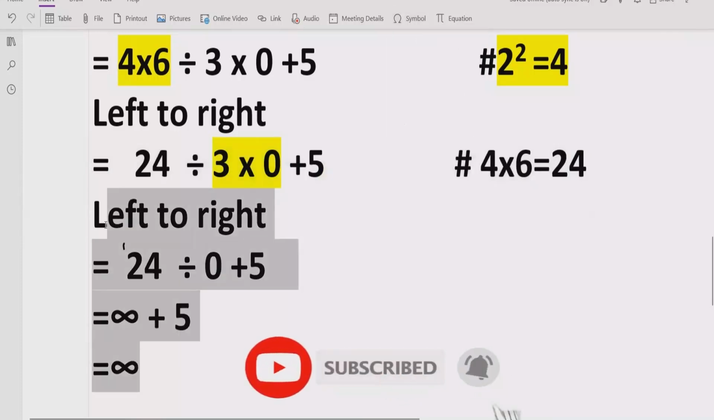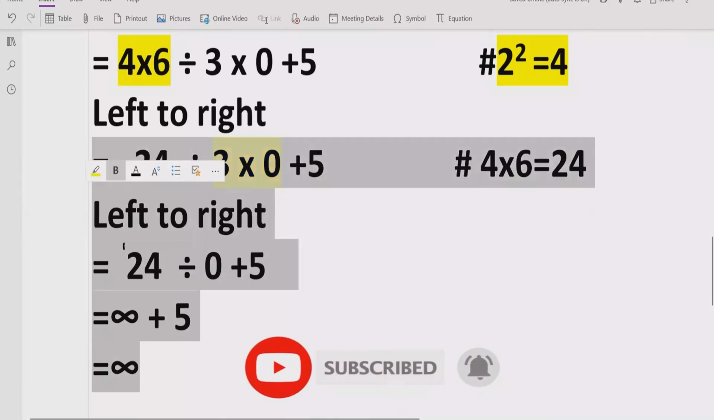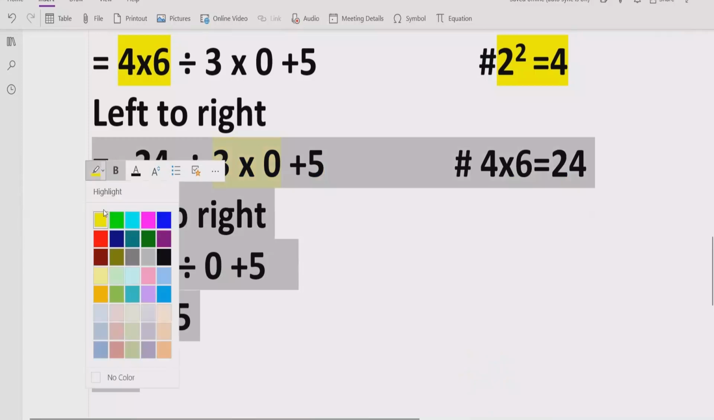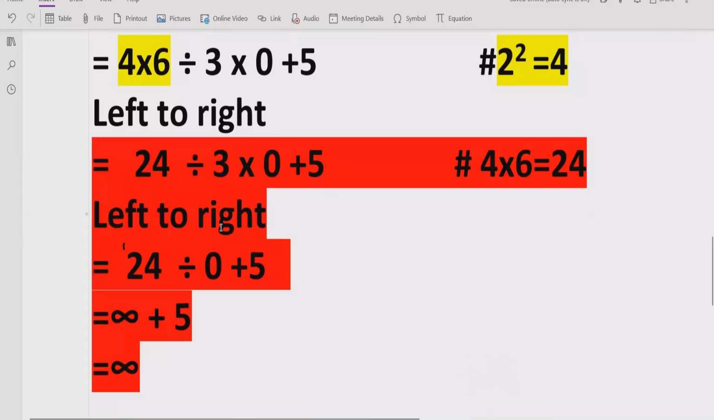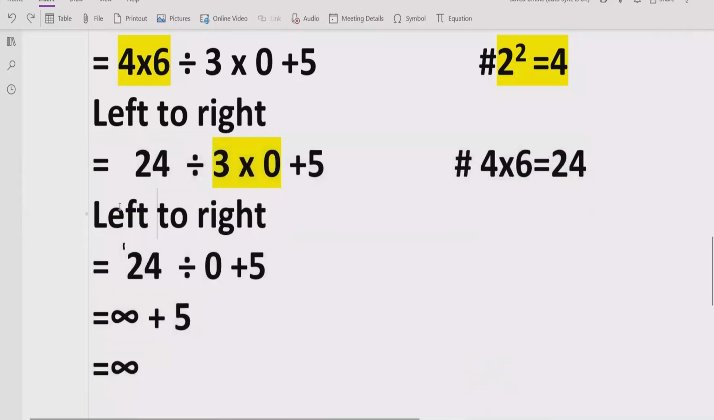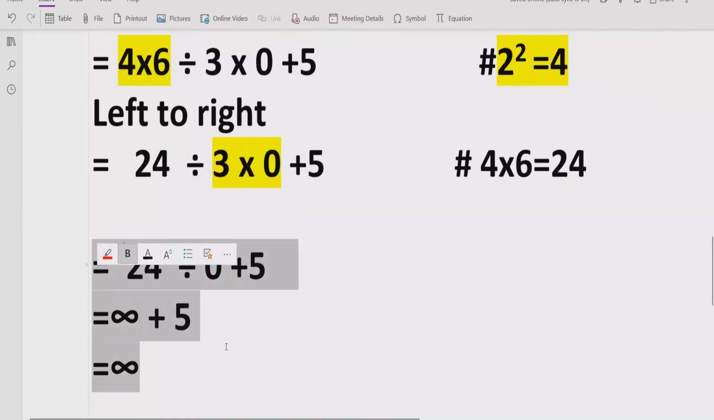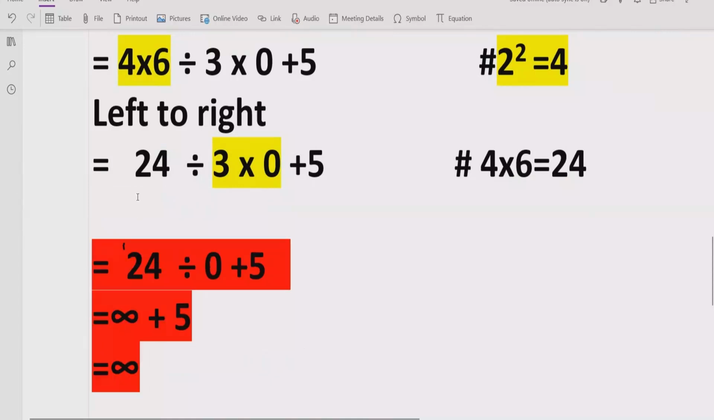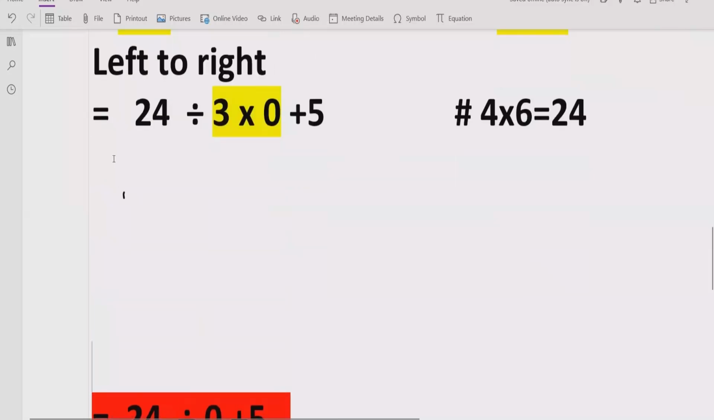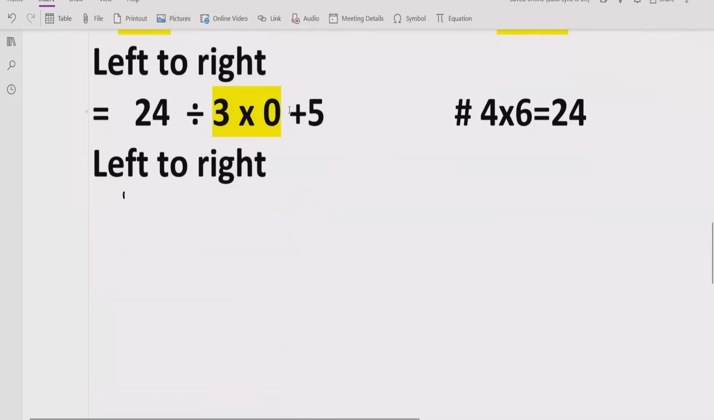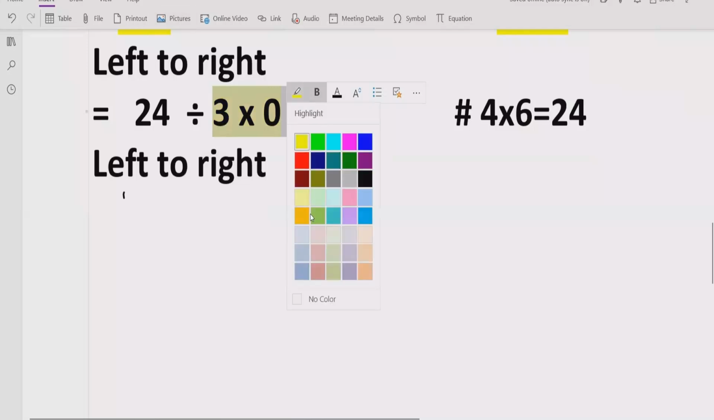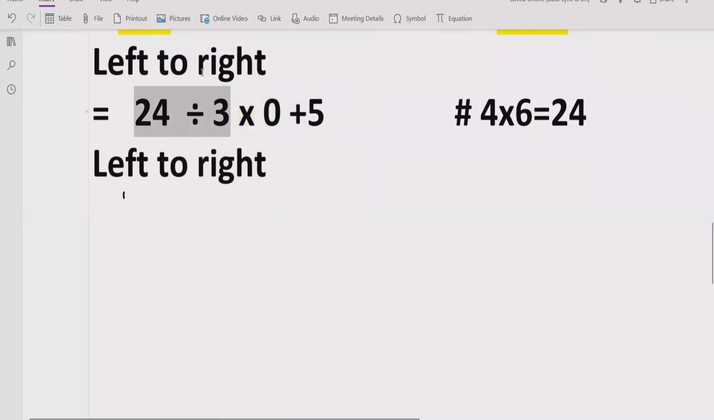So according to the BODMAS and PEMDAS rule, this step is not correct. This is wrong. According to the BODMAS and PEMDAS rule, you have to go left to right here and see. First, you have to solve not this part, but this one, this part.